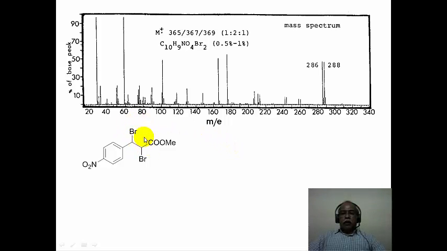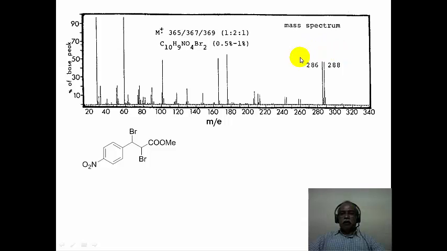Now this is another molecule. Unfortunately, this molecule does not show the molecular ion peak because of extensive fragmentation. A very tiny amount of the molecular ion is formed, from which the information is extracted as m plus peaks at 365, 367, 369, corresponding to the presence of two bromines in the intensity ratio of 1:2:1, and the loss of one bromine results in the formation of the fragment ion at 286 and 288 corresponding to the 79 and 81 bromine isotopes. So the presence of bromine is easily detected in the mass spectrum.